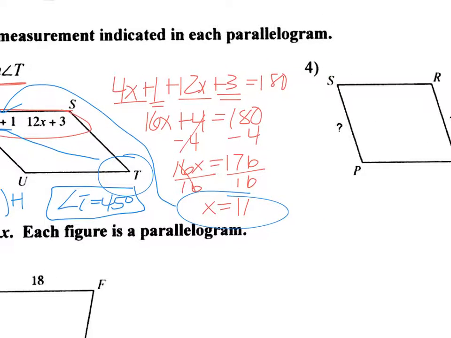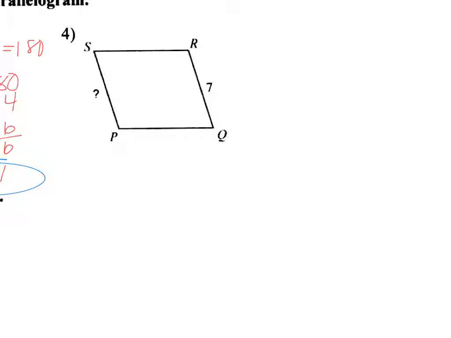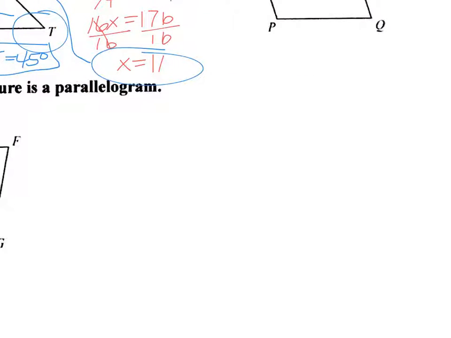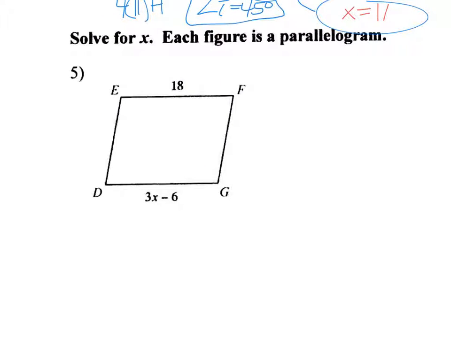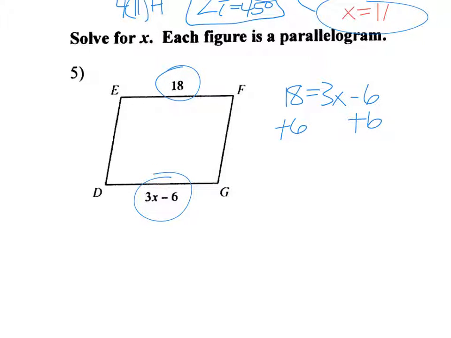Okay, let's go to this one. This one has to do with sides. So what did we say? We said opposite sides are congruent. So there, question mark would be 7. Alright, one more here. Again, we have opposite sides, so those two have to be equal. So 18 equals 3x minus 6. Add 6, so it's 24 is 3x. Divide by 3. Then we get x is 8.